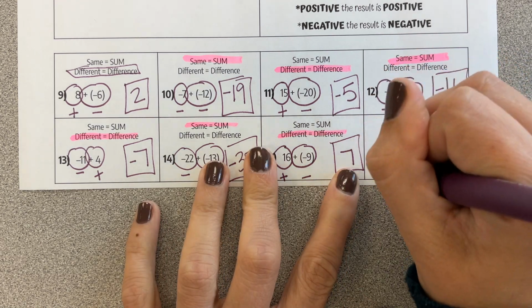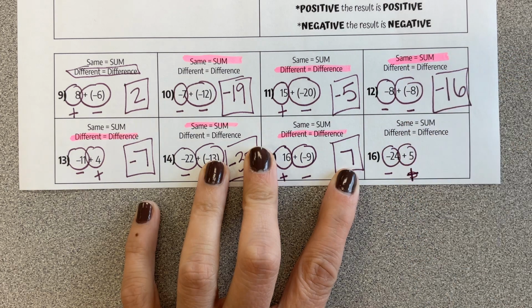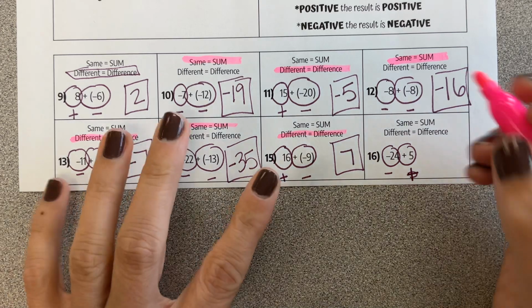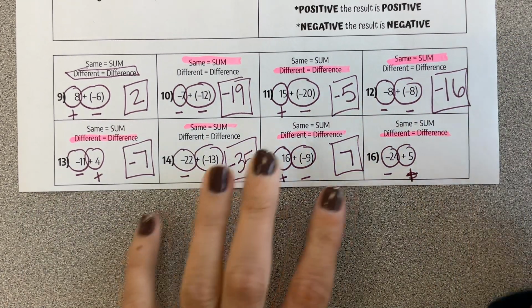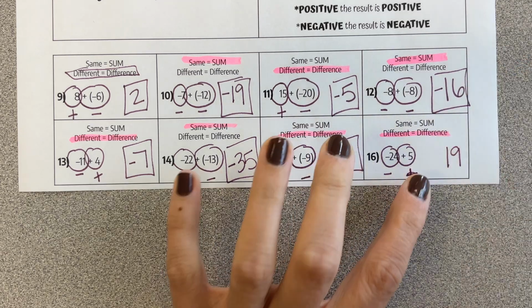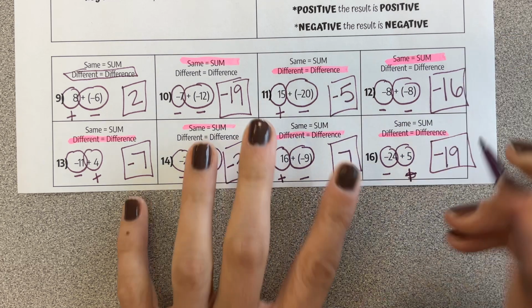And then negative 24, positive 5. They are different, so we are finding the difference between 24 and 5. 24 minus 5 is 19. We have 24 negatives and 5 positives. There are more negatives.